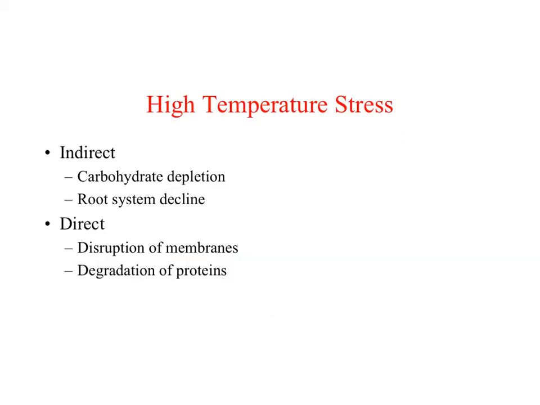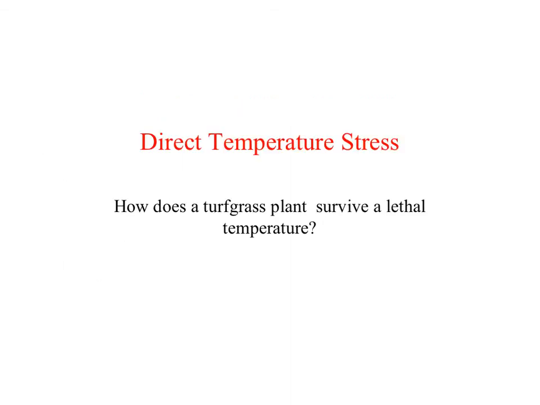Indirect temperature stress, as previously mentioned, is the primary heat stress turfgrasses face. However, with increased pressure to deliver quality turf surfaces, the potential for turfgrass plants to be exposed to direct or acute stress increases. Direct temperature stress causes injury to cell membranes and proteins. Turfgrass plants do have internal means of surviving a direct high temperature stress. One way to look at direct temperature stress is to ask the question, how do plants survive a lethal temperature?